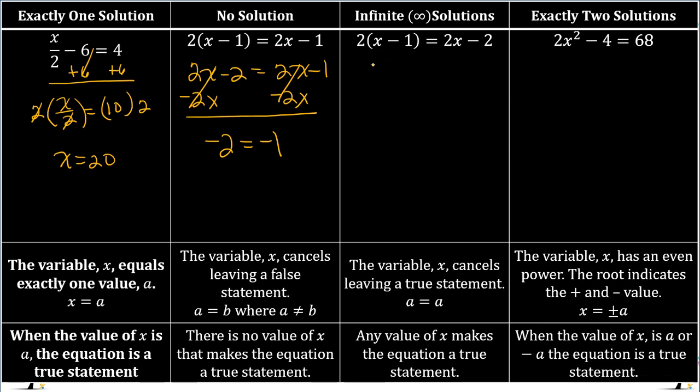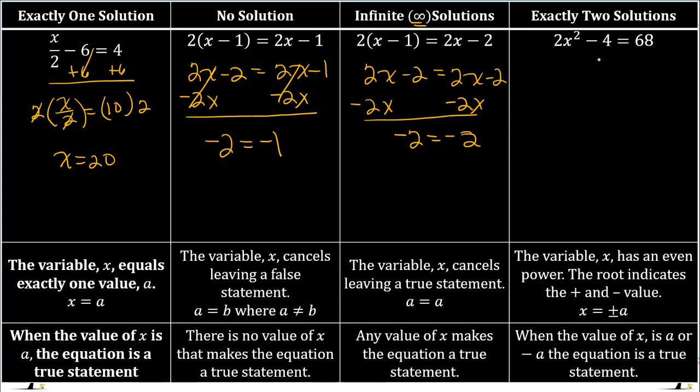Now let's go on to our third. We're going to distribute 2. We have variables on the left and on the right. We're going to eliminate these because they are exactly the same. And this time we have no variables, but we have a true statement. We have negative 2 equals negative 2. This means I could put any value I wanted in for x here, and I would always get a true statement. So this is infinite solutions.